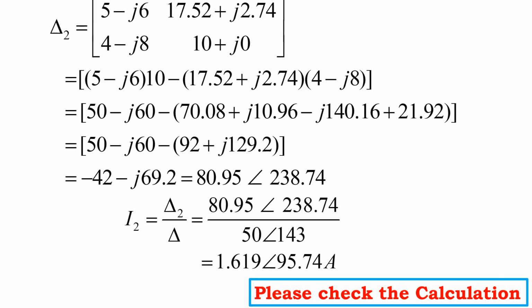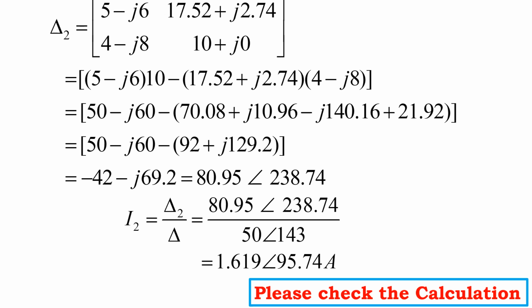Next I2. So once again, the second column is replaced with the voltage matrix to find out the determinant. Now after finding the determinant, I got 80.95 angle 238.7. So we will always get the values in the rectangular format only, but you have to convert into polar format. Why do we have to convert to polar format? Only then do we know the magnitude of the current or voltage. So we got the polar format values after doing the rectangular to polar conversion.